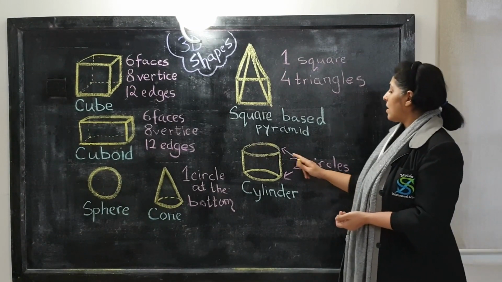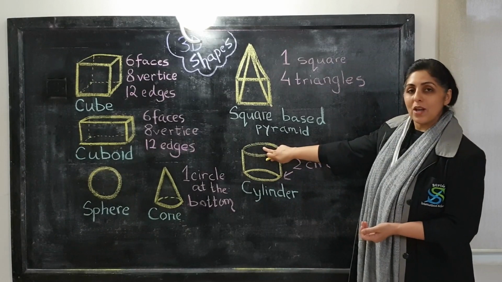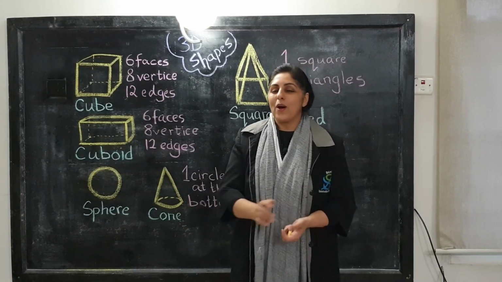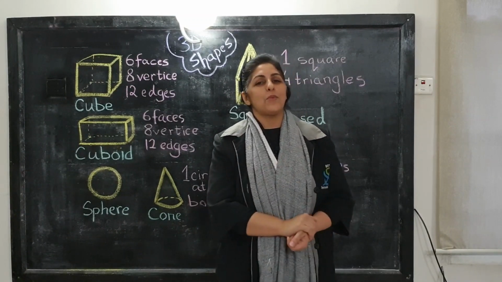To the next one, cylinder. A cylinder has 2 circles, one at the top and one at the bottom. All right, I need to clean the board now and bring you 2 more shapes. So give me a moment and I shall be right back.